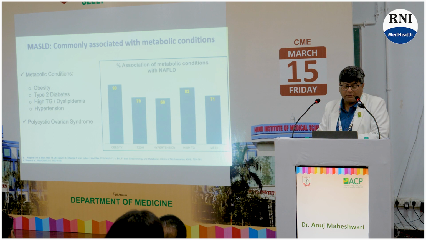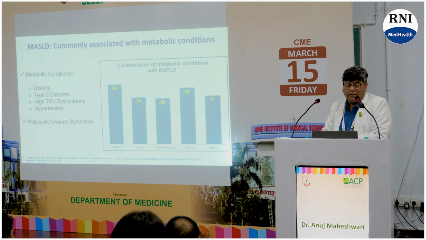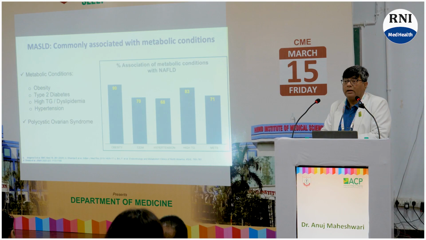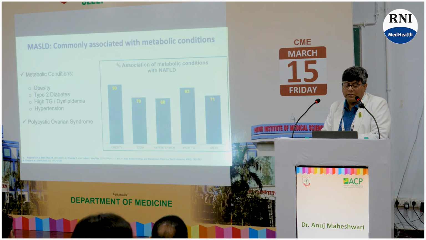than diabetes. So commonly associated metabolic conditions with MASLD can be enumerated as obesity, type 2 diabetes, hypertriglyceridemia, dyslipidemia, hypertension, and polycystic ovarian disease, which has recently been added to these causes. Now we can see a lot of young girls are suffering with polycystic ovarian disease. And what is the percentage of their association? You can see here the largest association is of obesity, followed by hypertriglyceridemia.